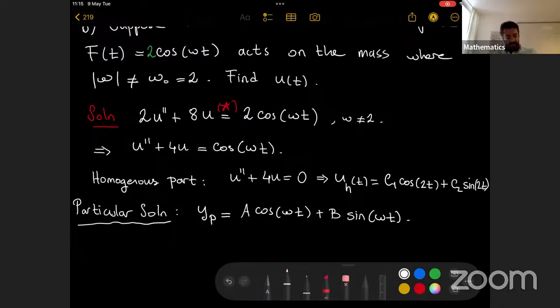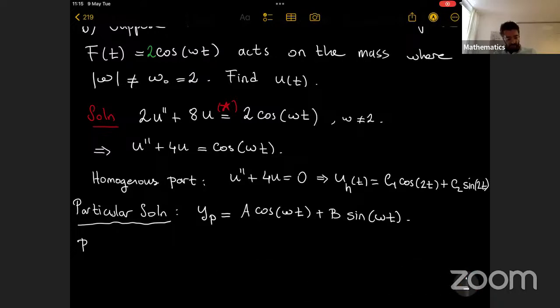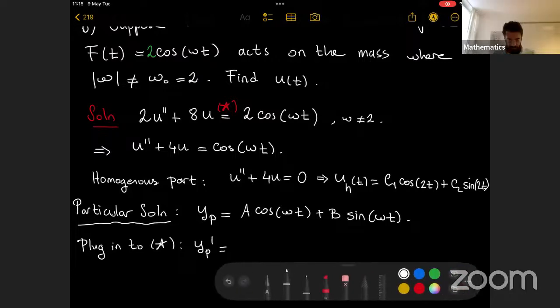So let us plug this particular solution into the star equation, and we need the second derivative. The first derivative, y p derivative, is... why do I call y? It's u, right?